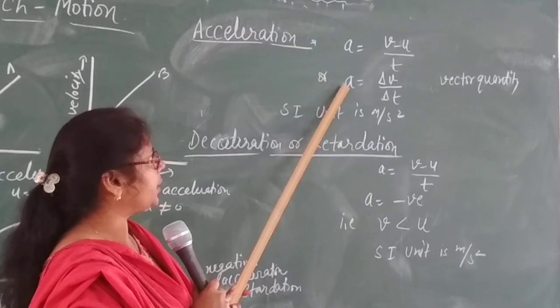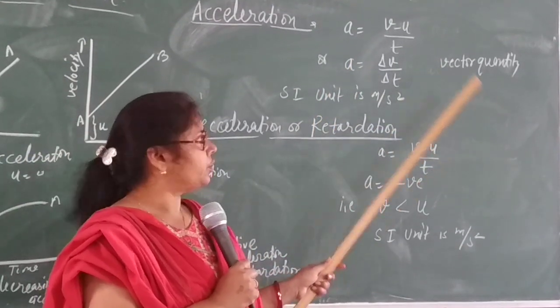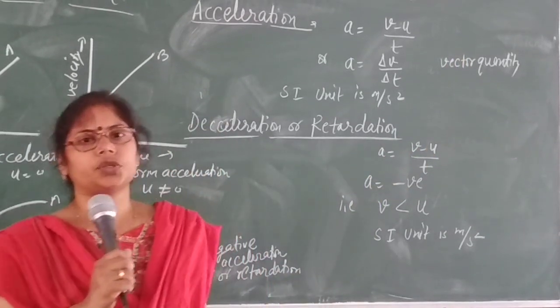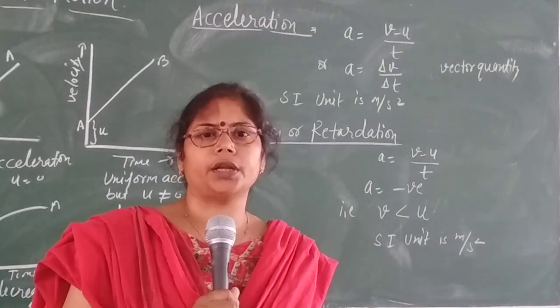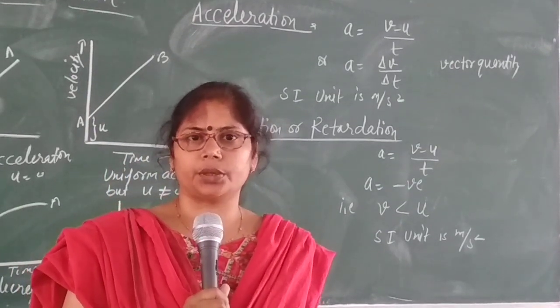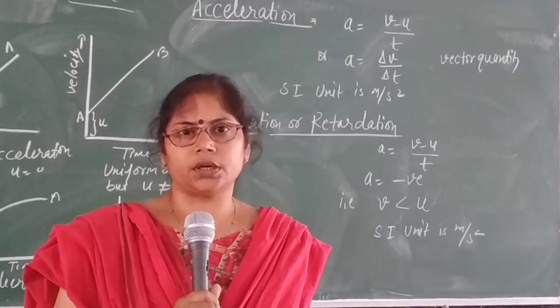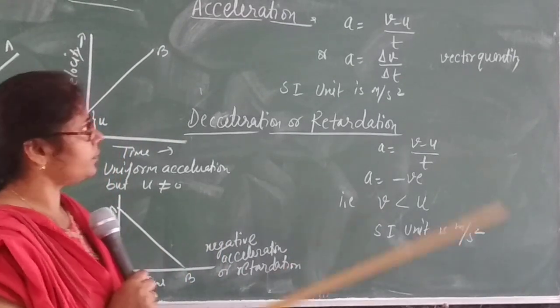It is represented by small a. It is a vector quantity. A vector quantity means a quantity which has both direction and magnitude. If we increase the speed from 10 km per hour to 20 km per hour in 1 second, then the acceleration is 20 minus 10 upon 1.